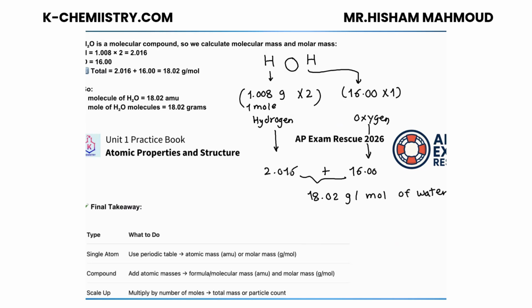The molecule of water has 18.02 AMU. This is per 1 molecule. And the mole of H2O molecules is 18.02 grams. This is per 1 mole of water molecules. That's 6.02 times 10 to the power of 23 molecules.